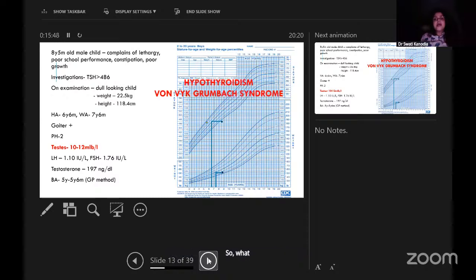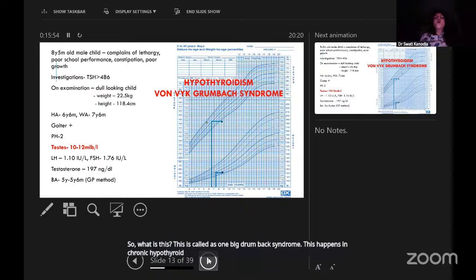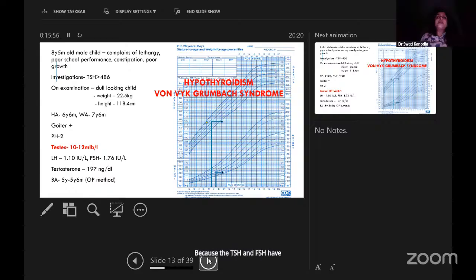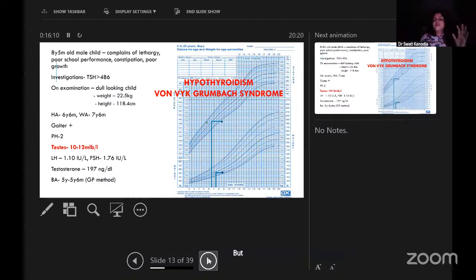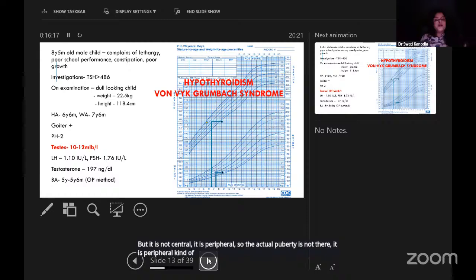So what is this? This is called von Wieck-Grumbach syndrome. This happens in chronic hypothyroidism because the TSH and FSH have similar alpha subunit. So because of very high TSH levels, the FSH receptors get stimulated, which leads to increase in the testicular volume, but it is not central, it is peripheral. So the actual puberty is not there. It is peripheral kind of a puberty, which can occur in these children.